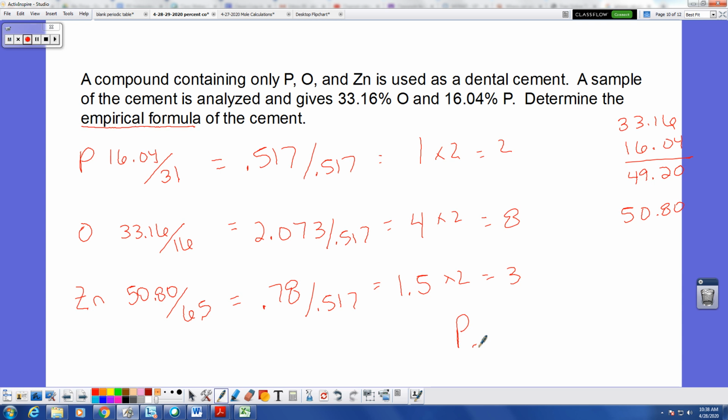So our formula is P2O8Zn3. Okay, now I always write my formulas in the order that my symbols were given to me. Now I know that a metal is never going to be at the end of a formula. But if this is given to me in this manner on the AP test, the answer I have written would be accepted.